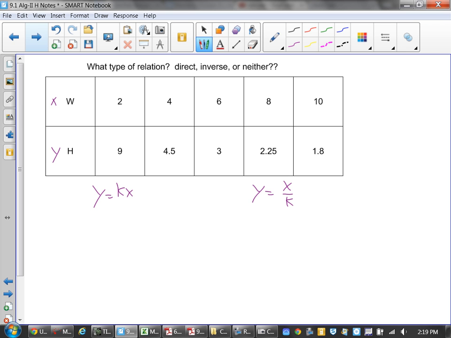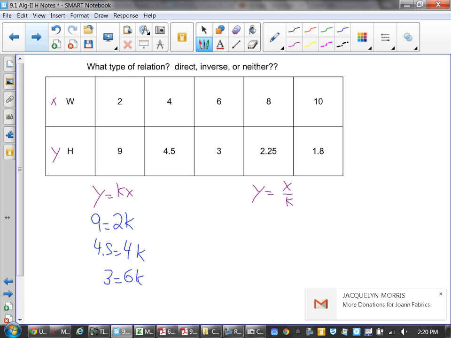For example, I start with the first one. Is 9 equal to 2 times k? Is 4.5 equal to 4 times k? Is 3 equal to 6 times k? I just check those first three. Yes, ma'am? Wait, is this supposed to be k over x? Oh, thank you. Thank you.